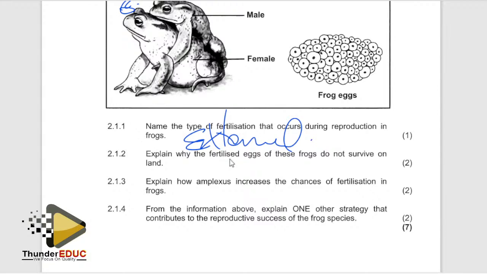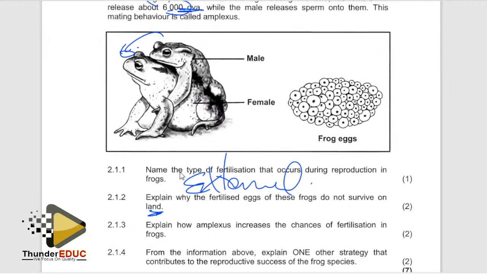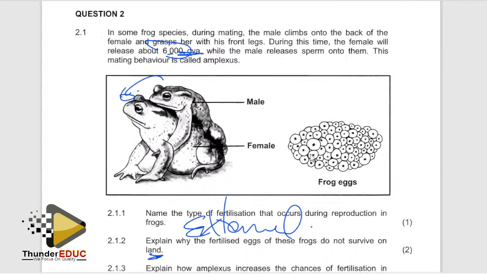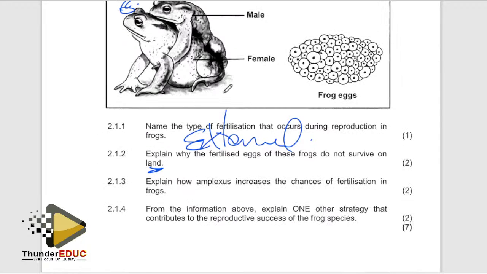Explain why the fertilized egg of the frog does not survive on land. Basically, they do not have a shield or a shell, a protective layer to prevent desiccation. Okay, let me make it a little bit simple: to prevent dehydration. Remember, these frogs don't have amniotic eggs, which can survive harsh conditions.